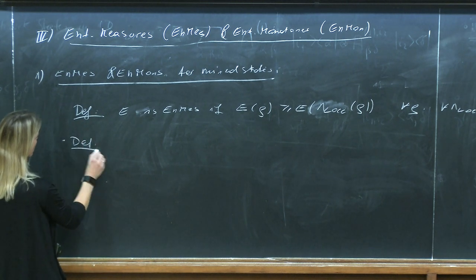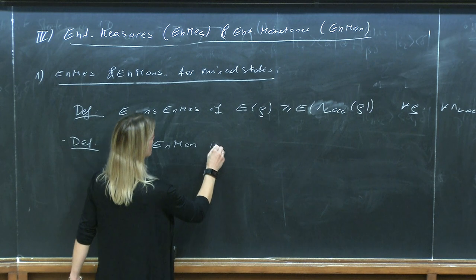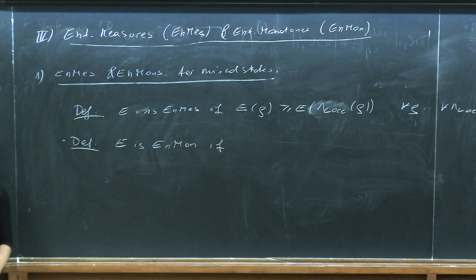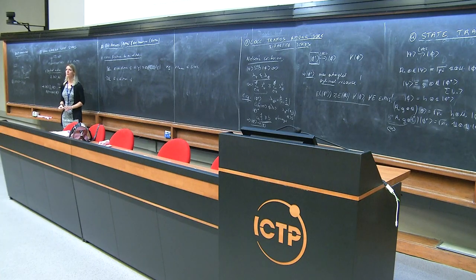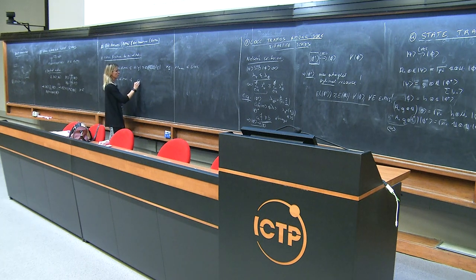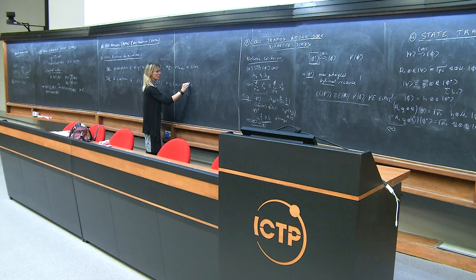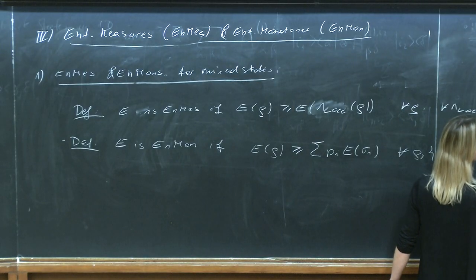Now, there is another very useful concept, which is entanglement monotones. Does any one of you know the definition of entanglement monotones? Somebody was mentioning it yesterday already. No? So an entanglement monotone is something that does not increase on average. So this means that E of rho is larger or equal to the sum of pi_i E of sigma_i for all rho and ensembles pi_i, sigma_i, such that rho can be transformed via LOCC to this ensemble.